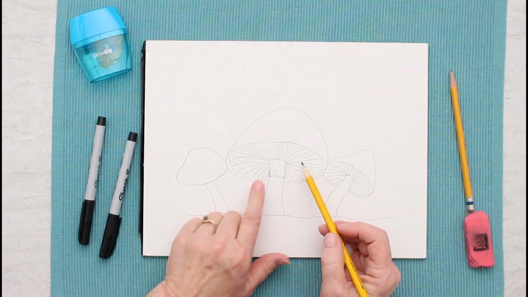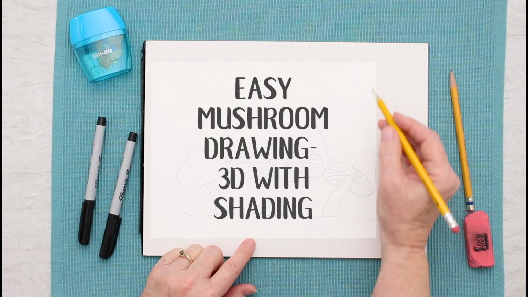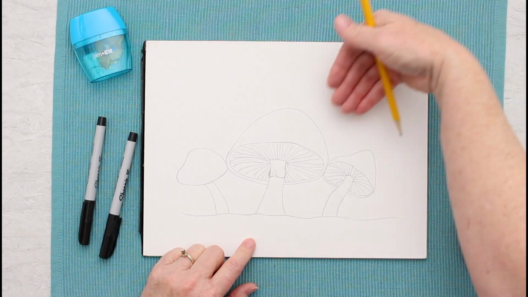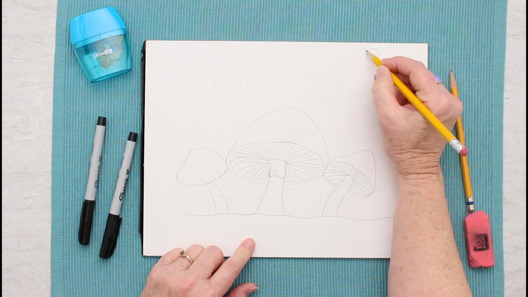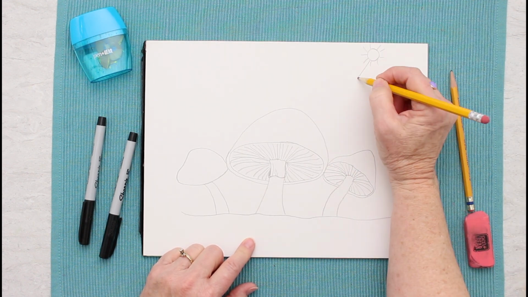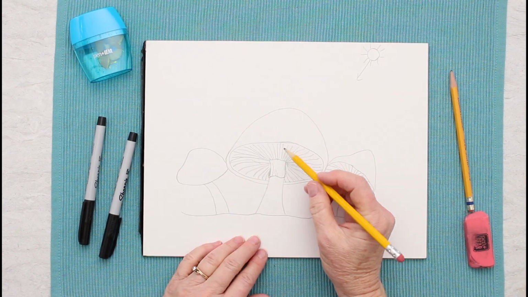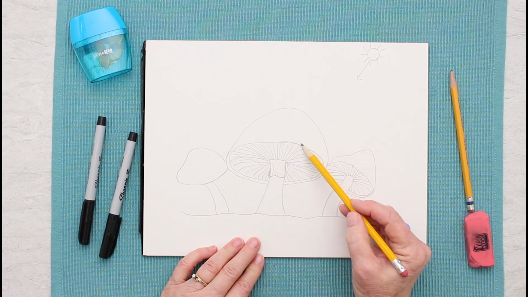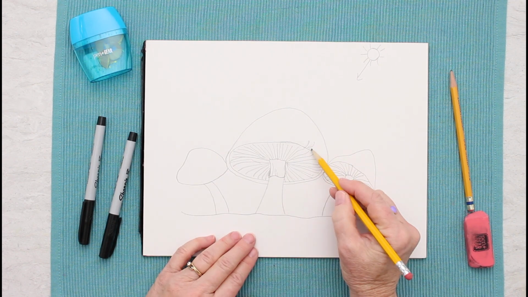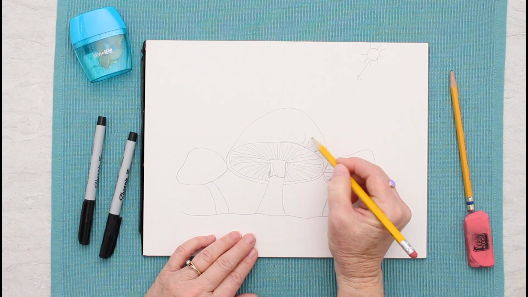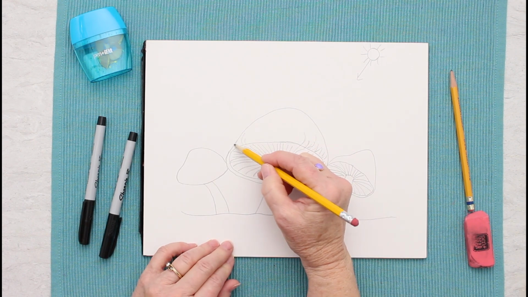Now we're going to take that same basic mushroom drawing and we're going to make it into a 3D shaded drawing. We're going to start with our center mushroom, where I'm going to draw a little sunshine. I was going to do this to remind us where the light source is coming from. So as it comes down on the mushroom, this side is going to have more light on it. This side's going to be darker, and the underneath side is going to be darker.